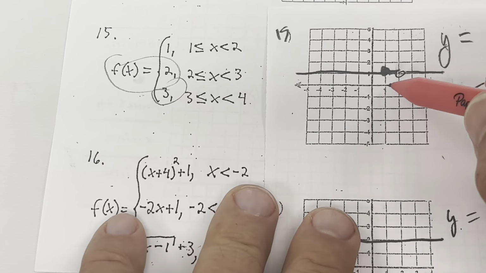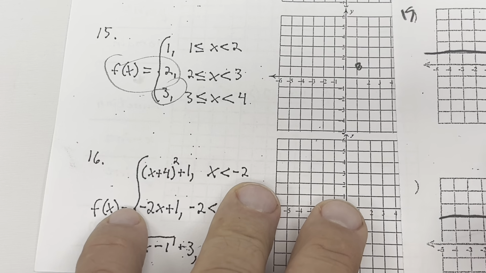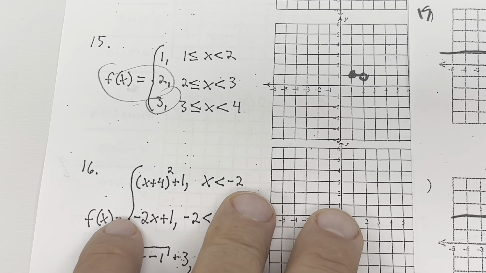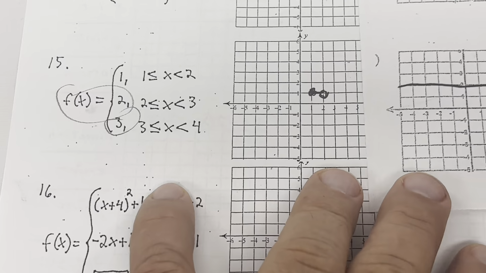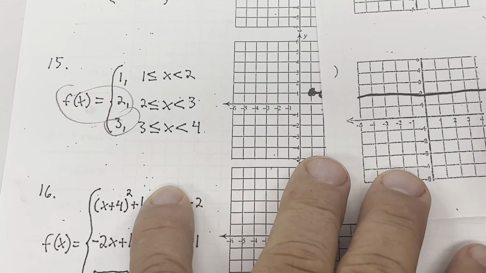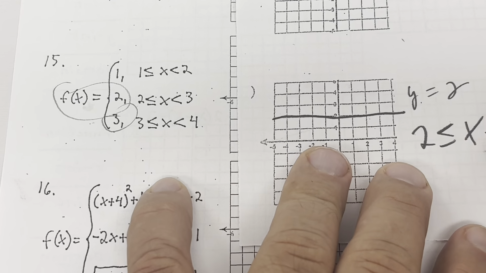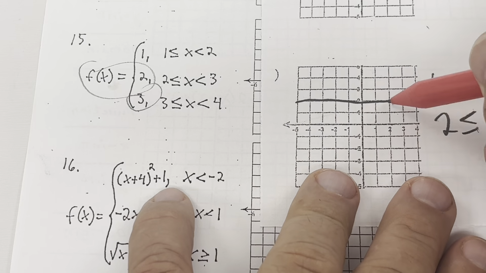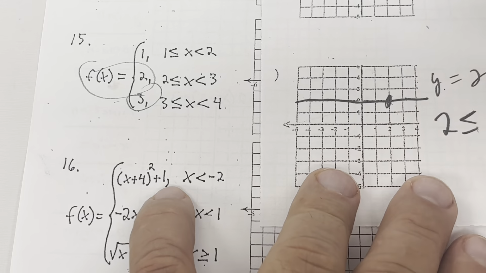X is between 1 and 2. So I go to 1, 1, closed circle. I go to 2, 1, open circle. Connect the dots. Next domain restriction, x is between 2 and 3. No line under it. So I go over to 2, up to the graph, I put a closed circle. I go over to 3, up to the graph, and I put an open circle.